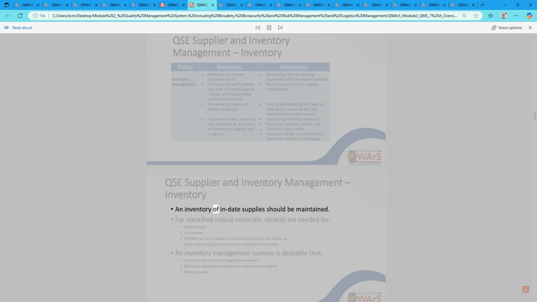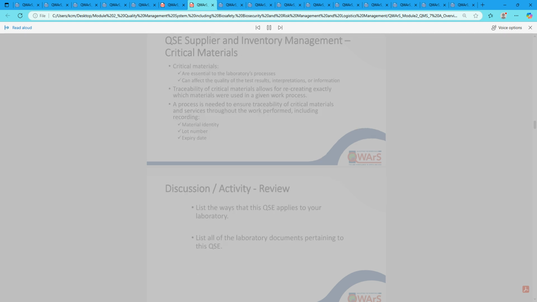An inventory of in-date supplies should be maintained. For identified critical materials, records are needed for date received, lot number, whether or not acceptance criteria were met, any follow-up, and date material is placed in service or disposition if not used. An inventory management system is desirable that considers the costs of managing the inventory, maintains adequate accessibility to materials and supplies, and reduces waste. QC supplier and inventory management, critical materials.